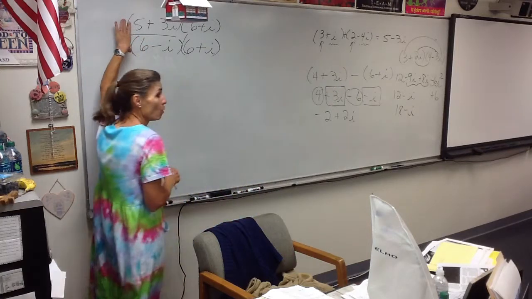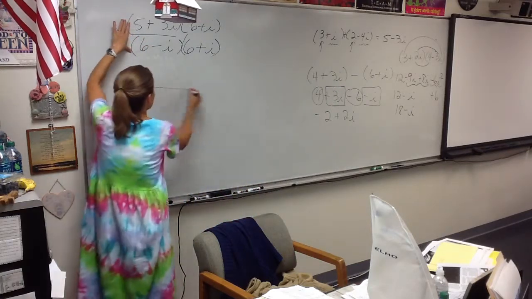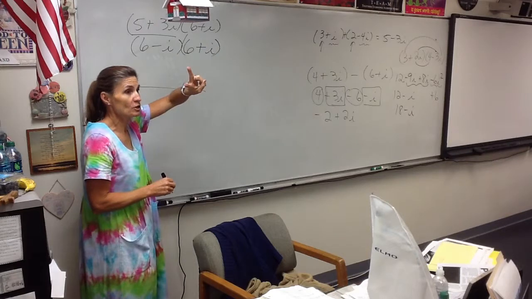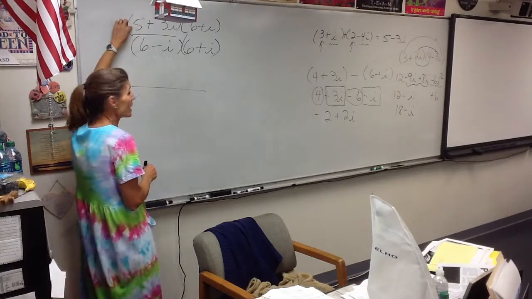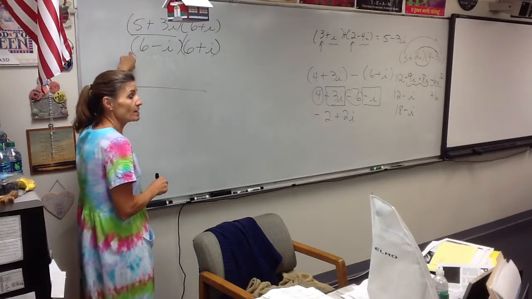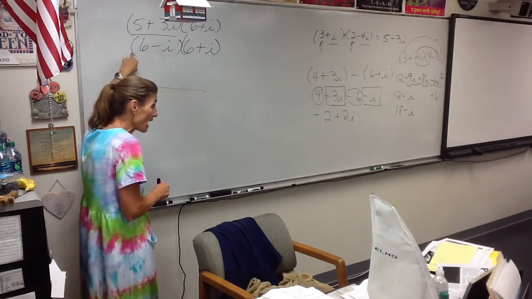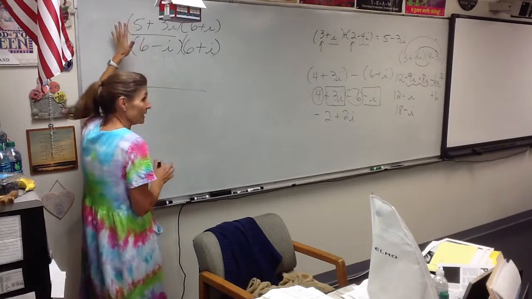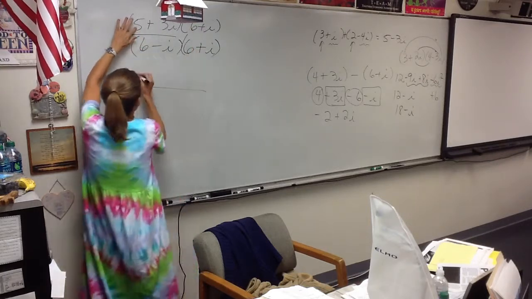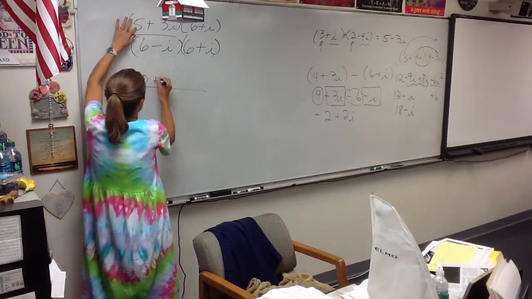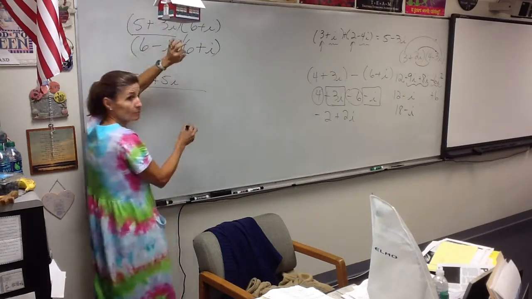So now we have two FOIL problems to do. The FOIL problem on the top and the FOIL problem on the bottom. Now, you probably remember something really cool is going to happen. But let's do it and see. So FOIL, 30 plus 5i.